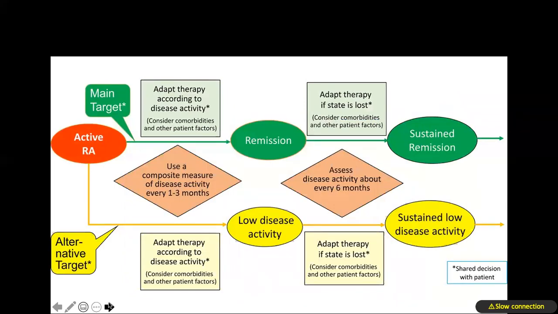So this is exactly what I talked about. You have a disease, you assess the activity, you assess it every 1 to 3 months till they get remission. And if they are in sustained remission, everybody is happy. If they are not, and they continue to have disease activity, you need to figure out what to do.